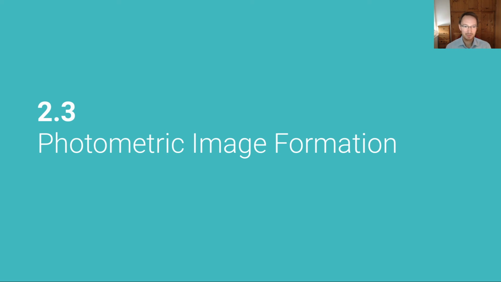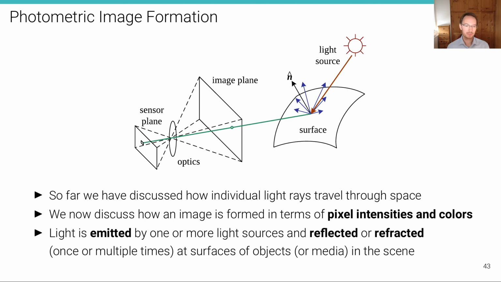This unit is about the photometric image formation process. So far we have discussed how individual light rays travel through space, but it's also important how the light changes once it reaches the sensor plane. So now we discuss how an image is formed in terms of pixel intensities and colors.